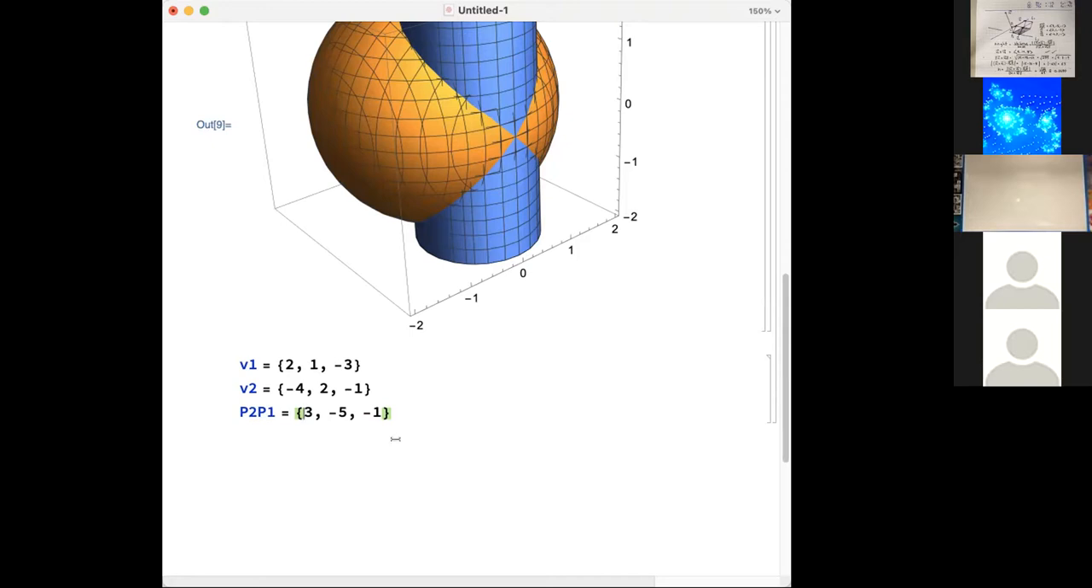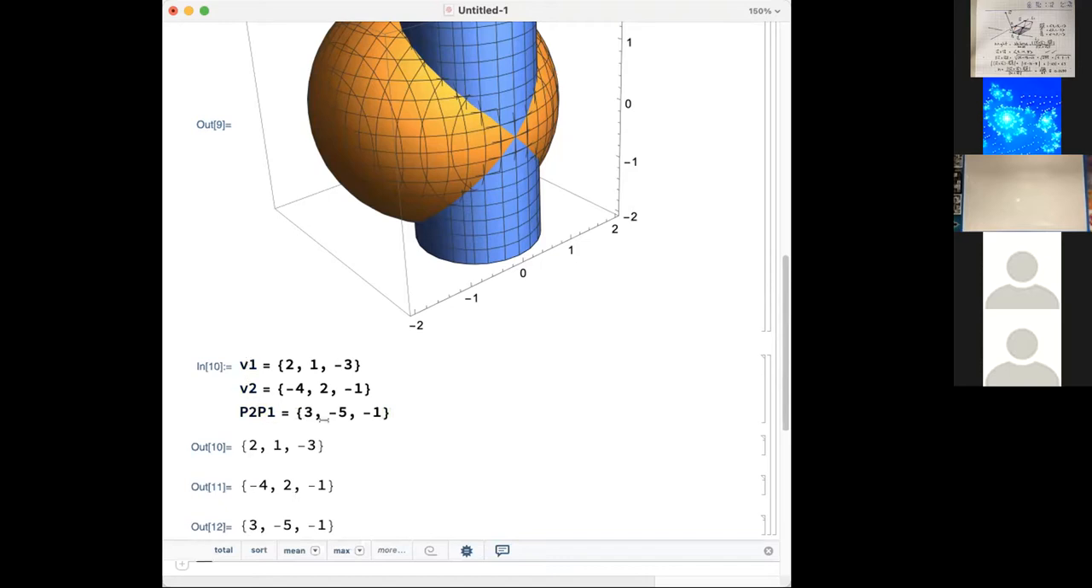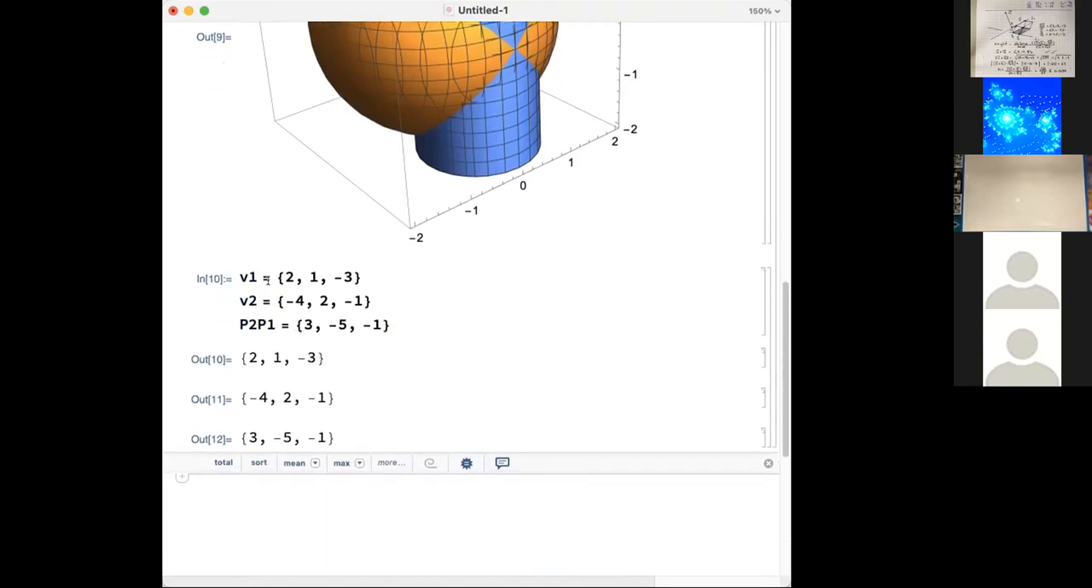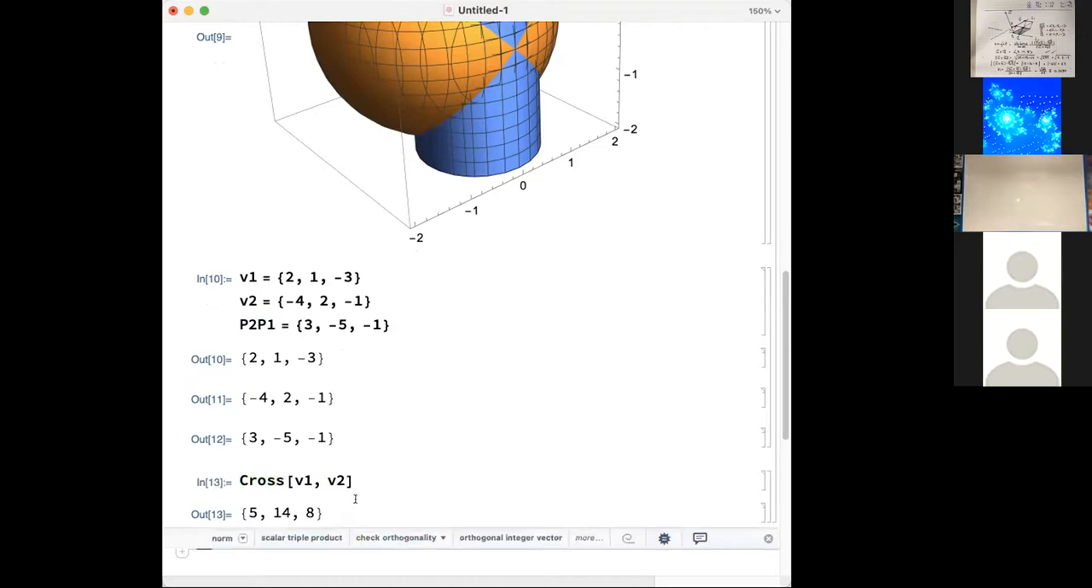So what I'm going to do is first tell Mathematica, you see Mathematica says these V1, V2, P2, P1 variables are blue. That means I haven't told Mathematica what they are yet. Notice I'm using a single equal sign for assignment. So I have to hit shift enter. Now these things are black and Mathematica acknowledges the receipt of these three vectors. So I'll just do what? Let's slowly build this up and let's do a cross product of V1 and V2. 5, 4, 18. So I agree with that.